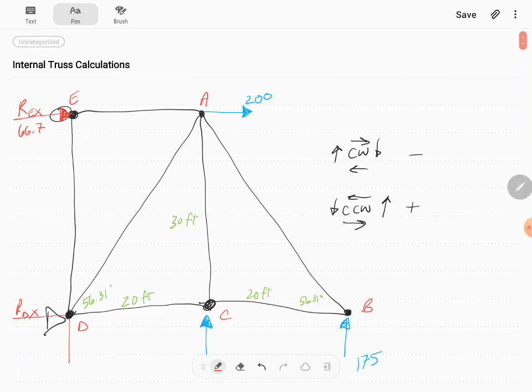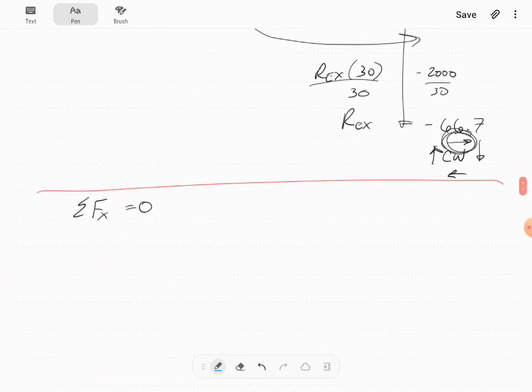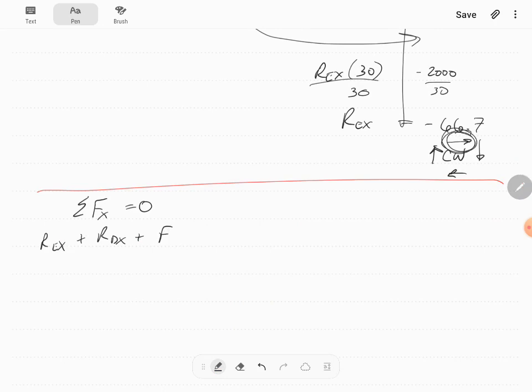We have a reaction at D, a reaction at E, and a force applied. See, that's why it's a different color. This is a force applied at A in the X. So we have these 3 forces all in play here. So I'm going to label all those out. I have a reaction at E in the X plus a reaction at D in the X plus a force applied at A in the X-axis. All have to add up to 0.